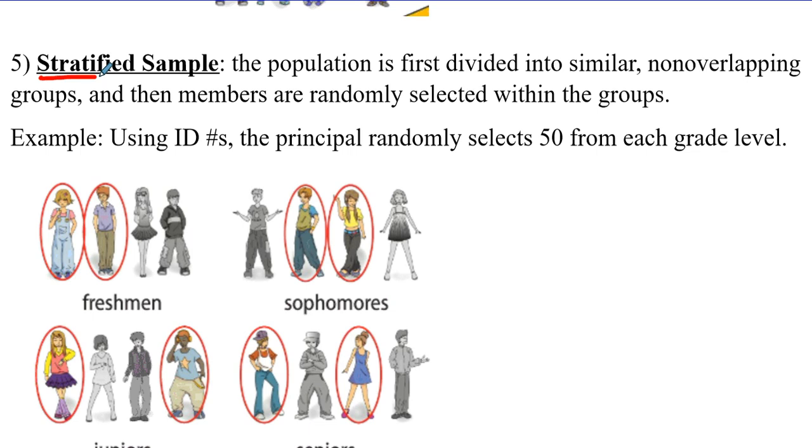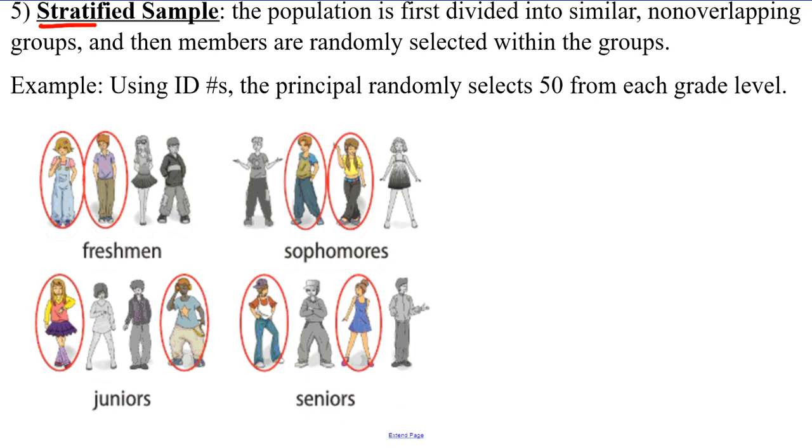An example of this one might be the principal splits kids up by their class level, and then picks 50 from each grade. The benefit of this is, if she's picking 50 from each grade, that would be 200 students. If you just randomly sampled without separating into grade levels, out of those 200 students, there could be a situation where you get 100 seniors. So it would be an overrepresentation of seniors.